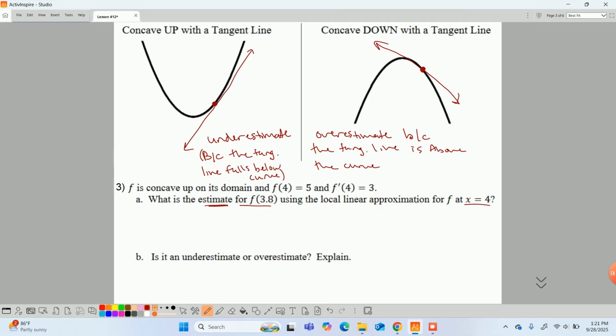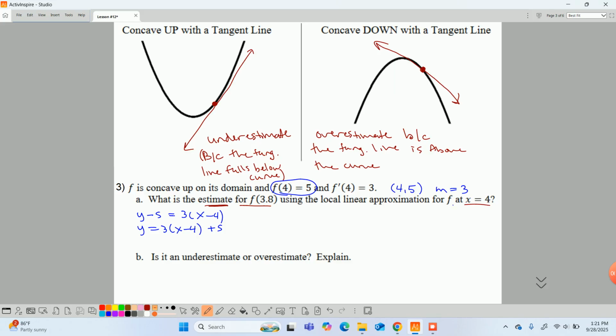So first thing we want to do is write that local linear approximation, aka tangent line equation, right, when x is equal to 4. And the cool thing here is they actually already gave us the x and y value. And x is 4, y is 5. Okay, so when x is 4, y is 5. Also, we know the slope at x equals 4. At x equals 4, the slope is 3. So we have all the information we need to write the equation of the tangent line. So that's just going to be y minus 5 equals 3 times x minus 4, right? So if I move this 5 to the other side, I would get 3 times x minus 4 plus 5, right?